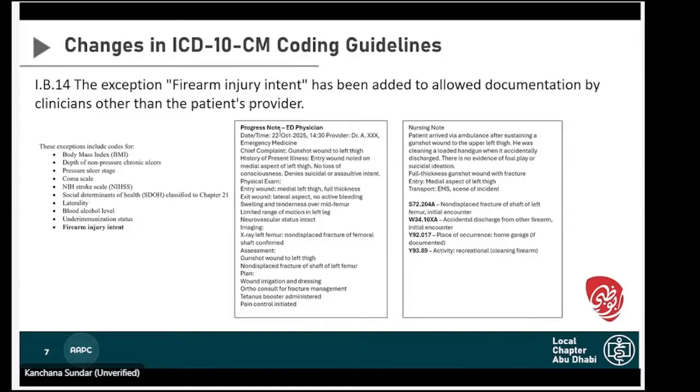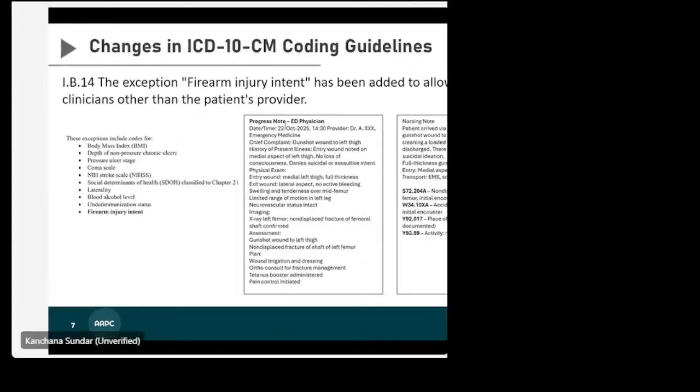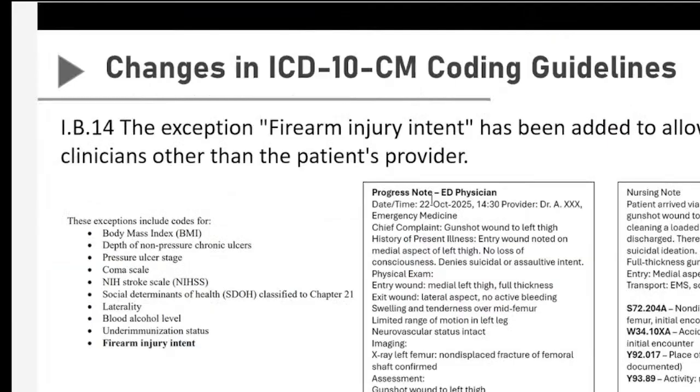One thing added for 2026 in this list is firearm injury intent. So what does that mean? I have a scenario here for your understanding. We can see an ED physician progress note, where the chief complaint is a gunshot wound to the left thigh, and in the history of present illness, an entry wound is noted on the medial aspect of the left thigh, and all the other details are there.